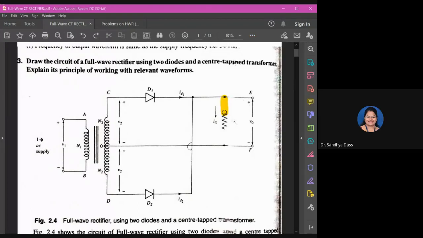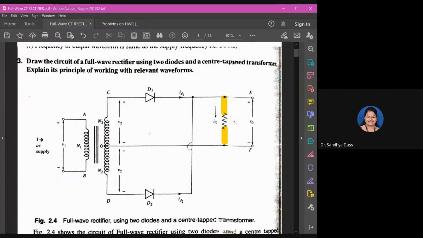That connection is lost because of the scanning process, but there is a line there, an RL connected, the load resistance connected. So observe here how it works.